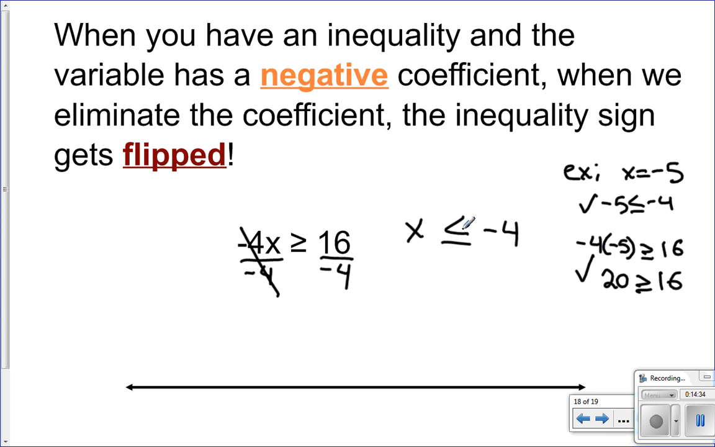So, x is less than or equal to negative 4. So here's 0, negative 2, negative 4. X is less than or equal to it, so it's going to be a closed circle. It's everything smaller than negative 4. For example, negative 5. So it's everything to the left of it.